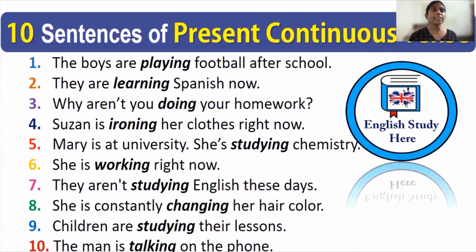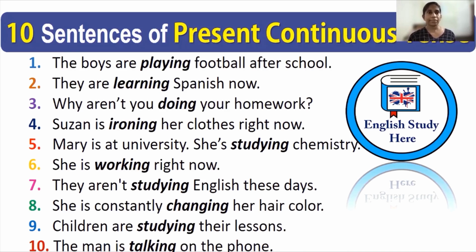Okay, at last, I have included some sentences of present continuous tense. First sentence is, the boys are playing football after school. Here the subject is the boys. Relevant helping verb is are. Ing form of the verb is playing. The boys are playing football after the school.